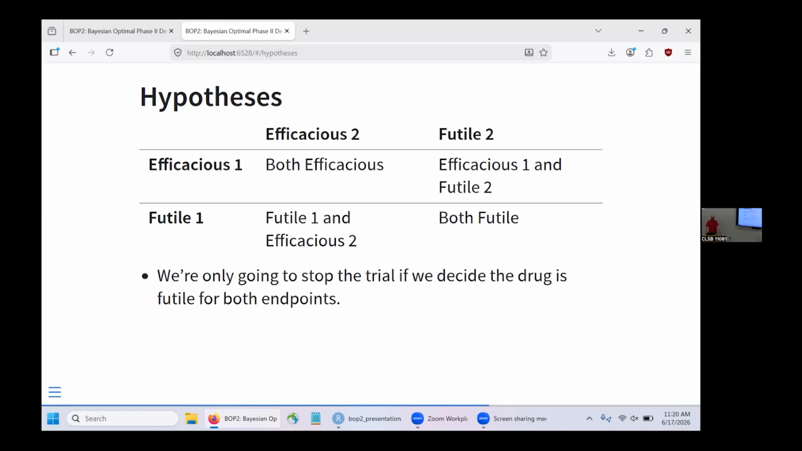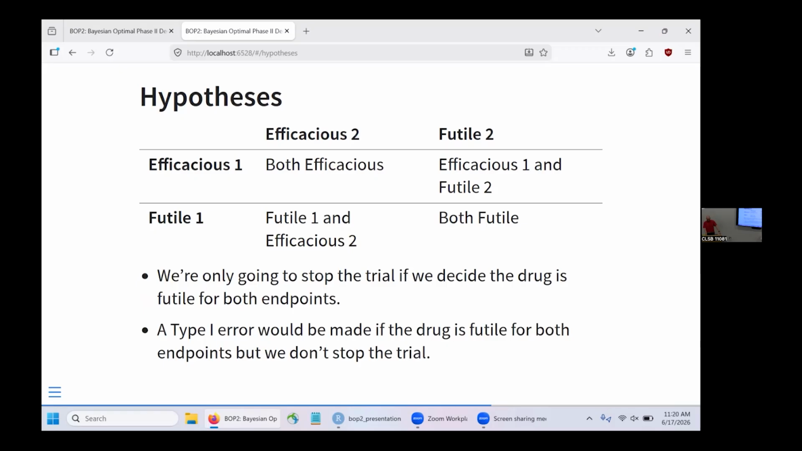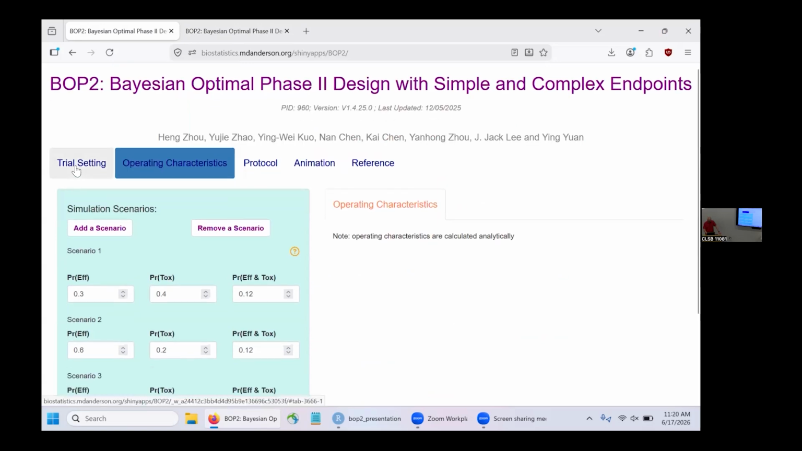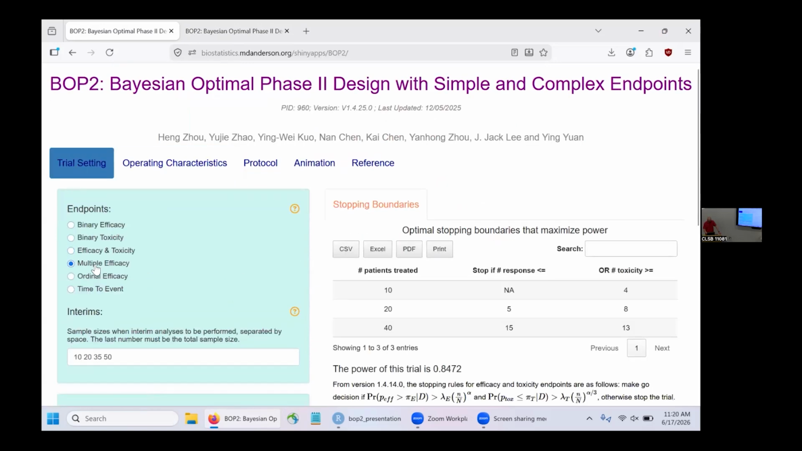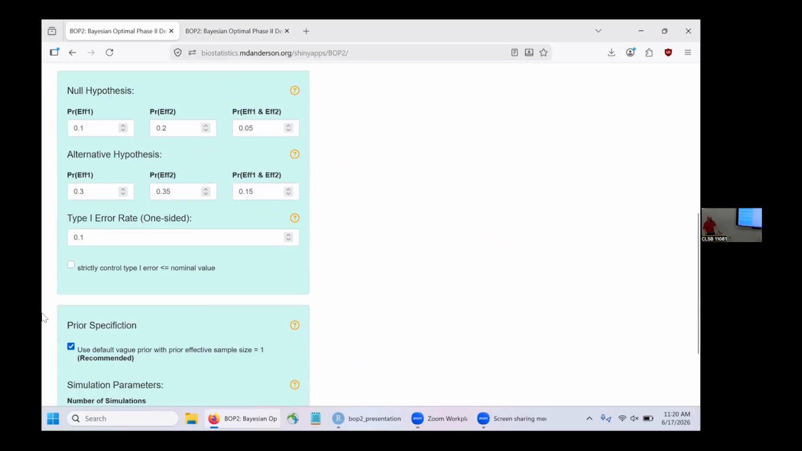So this is a stricter stopping criterion, in the sense that the drug would need to be futile in both cases for us to stop. A type 1 error would be made if the drug is futile for both endpoints and we don't stop the trial, and there's only one way for that to happen. So you can see that with multiple efficacy, there's only one type 1 error rate that we have to select.